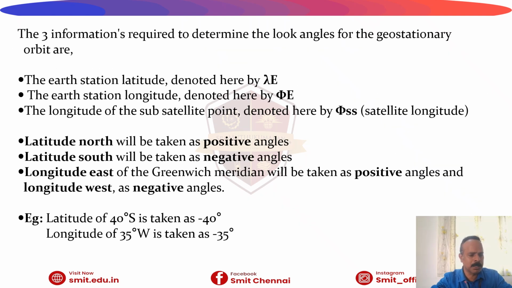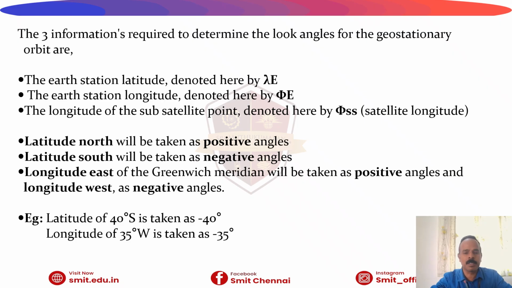It is nothing but the position of a satellite relative to the earth station, which is described by using three important parameters. The first one is called azimuthal angle, the second one is called elevation angle, and the third one is called range. These are measured by using the coordinate system called the topocentric horizon coordinate system. Let us understand each and every parameter.